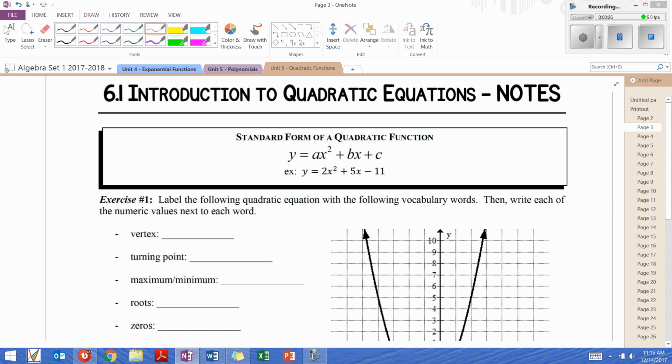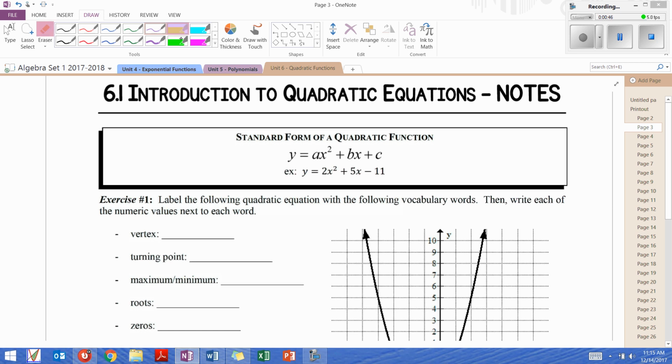And a really big piece of learning about quadratics is learning the vocabulary. There's different parts to a quadratic, and knowing the vocabulary and the different forms of quadratic equations is very helpful to figure out problems and kind of just decipher what is being asked and what is being given.